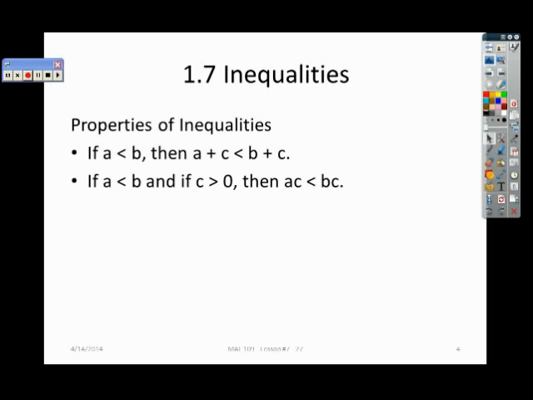Now, with multiplication though, it's different. If you're going to multiply or divide an inequality, if you multiply or divide by a positive number, so C is the number we're going to multiply or divide by, if it's positive, then that inequality stays in the same direction. But if it's a negative number that you're going to multiply by, what you have to do is switch the direction of this inequality. So in this case, I have a less than. When I multiply it by a negative number, I change it to a greater than.